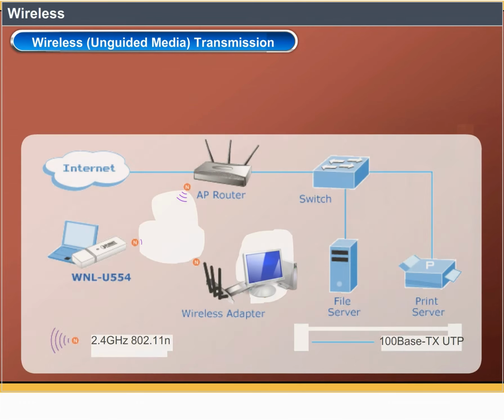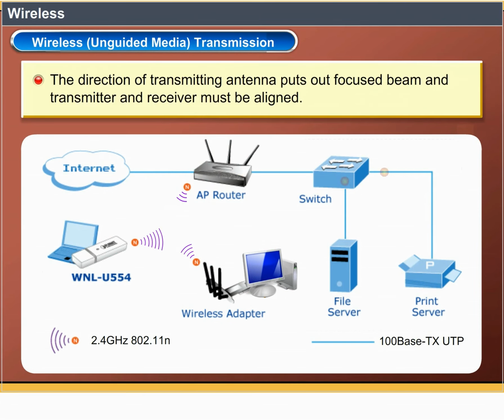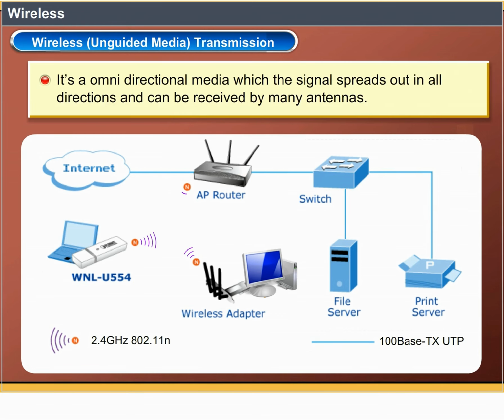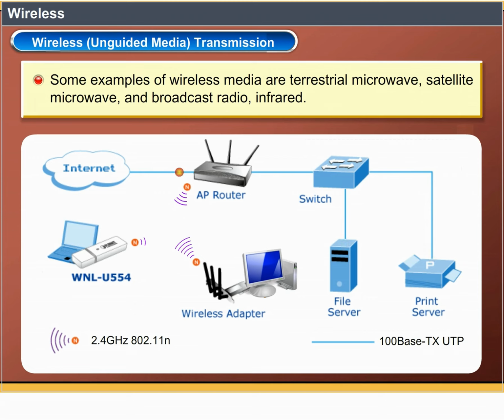Wireless. Wireless or unguided media transmission. Transmission and reception are achieved by means of an antenna. The direction of transmitting antenna puts out focused beam and transmitter and receiver must be aligned. It's an omnidirectional media in which the signal spreads out in all directions and can be received by many antennas. Some examples of wireless media are terrestrial microwave, satellite microwave, broadcast radio, and infrared.